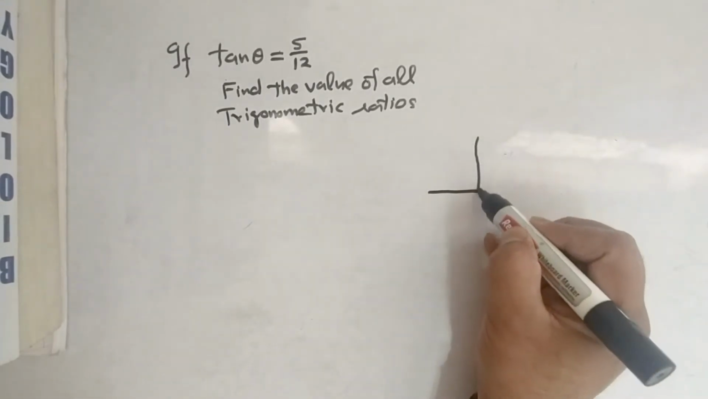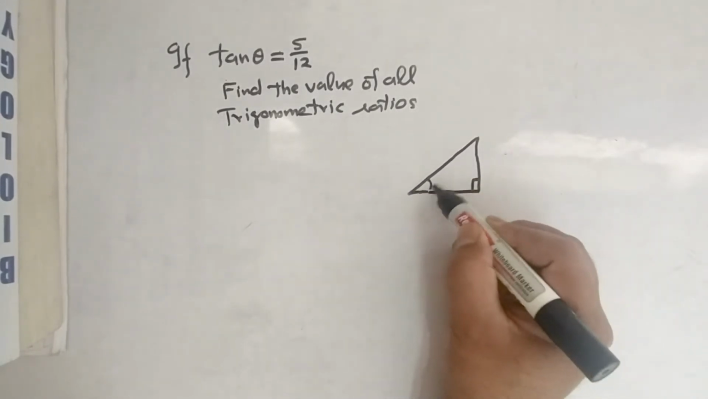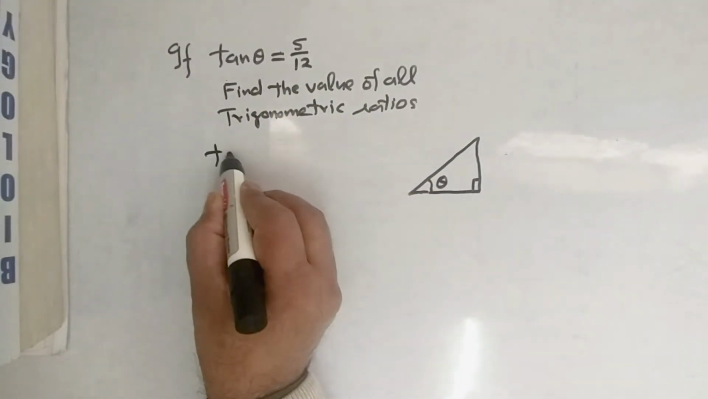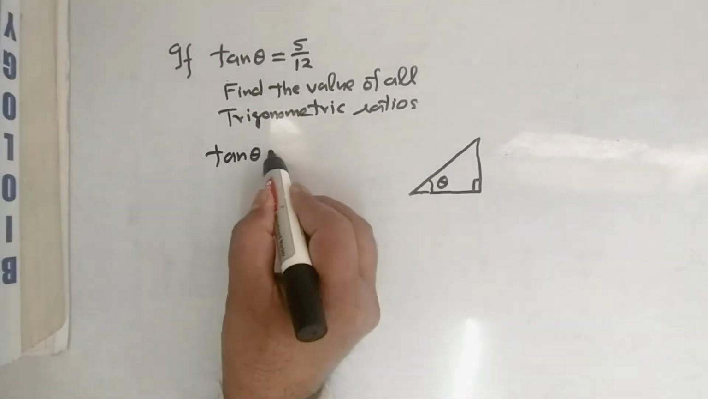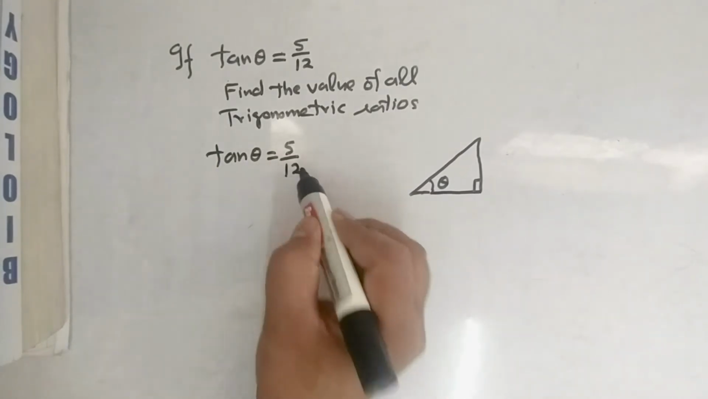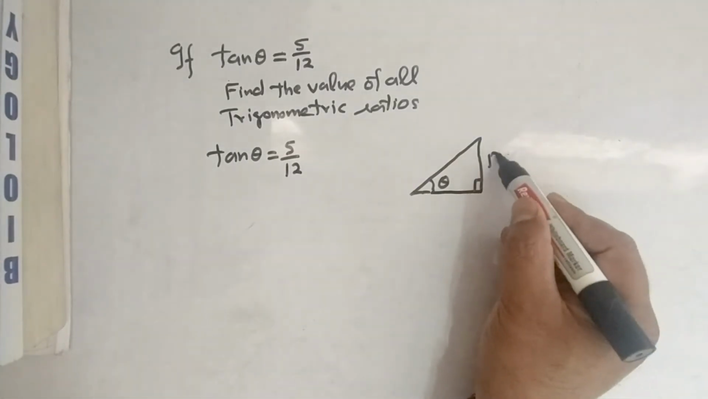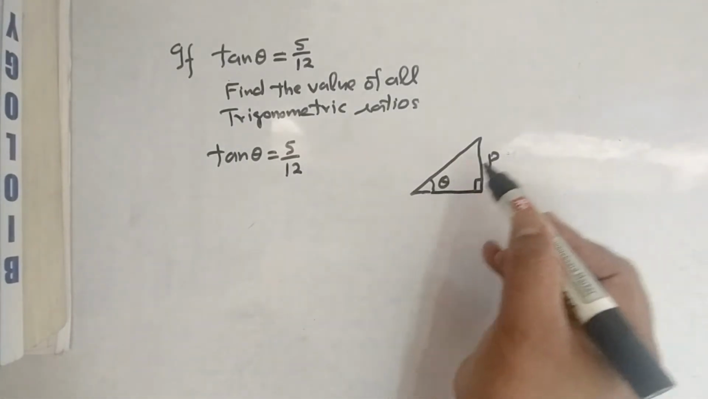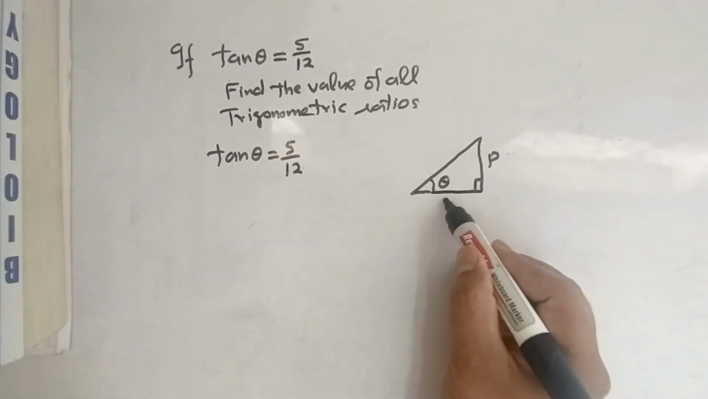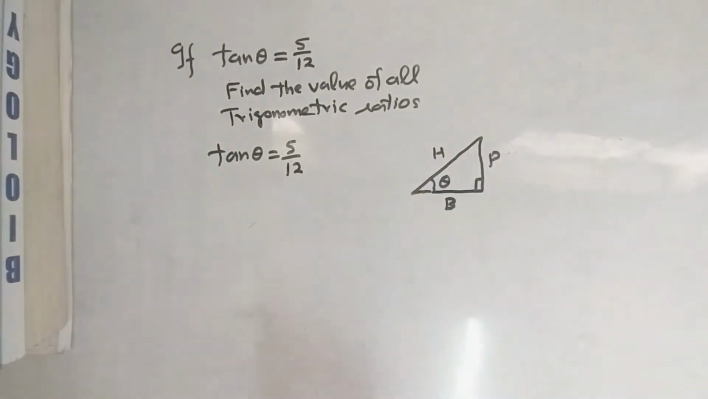You just draw a right angle triangle. This is a right angle triangle and this is the angle theta. Now you know tan theta equals 5 upon 12. The side opposite to the angle is perpendicular. The side along with the angle is base. The side opposite to 90 degrees is hypotenuse.